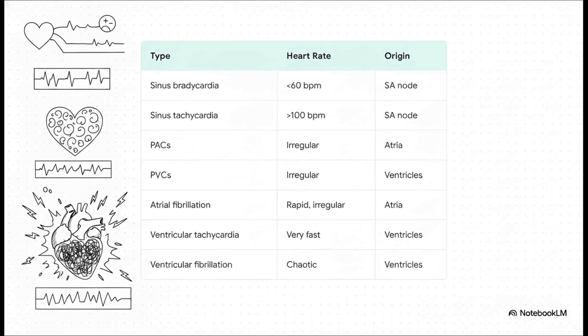An SA node issue translates directly to sinus bradycardia or tachycardia. If the atria go rogue, you might see atrial fibrillation, which is rapid and irregular. But pay really close attention to the bottom row here, ventricular fibrillation. The rate isn't just fast, it is chaotic. This uncoordinated contraction completely destroys cardiac output. As the data explicitly notes, ventricular fibrillation is a medical emergency that can rapidly lead to cardiac arrest.